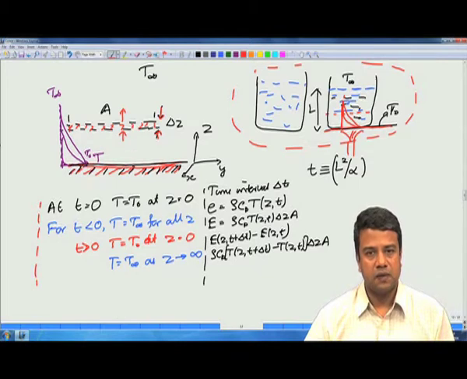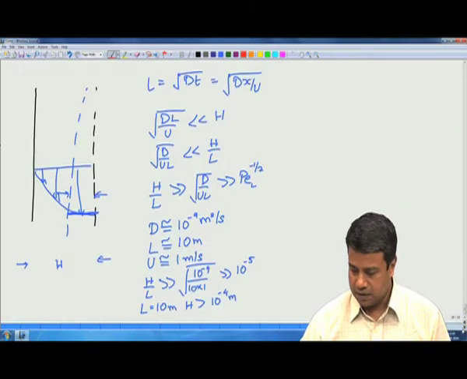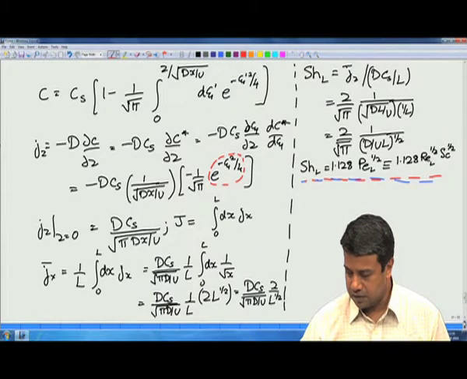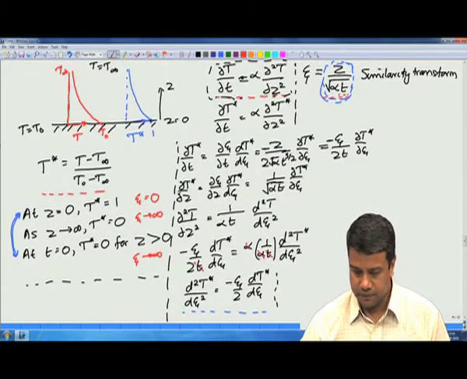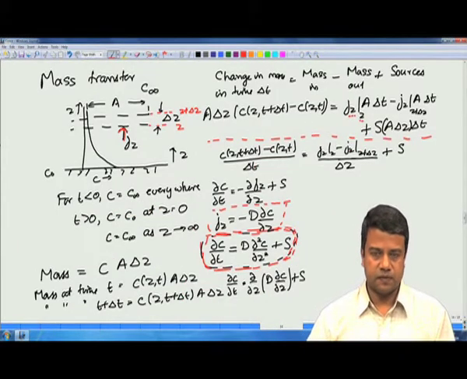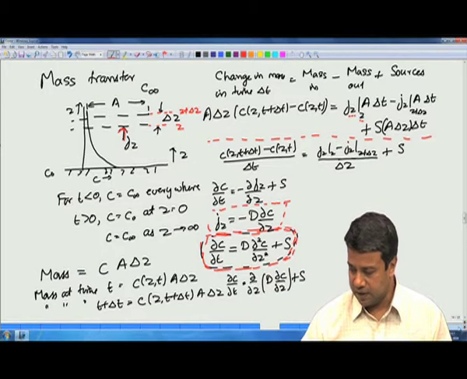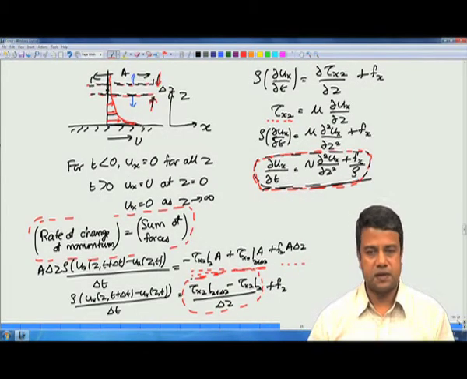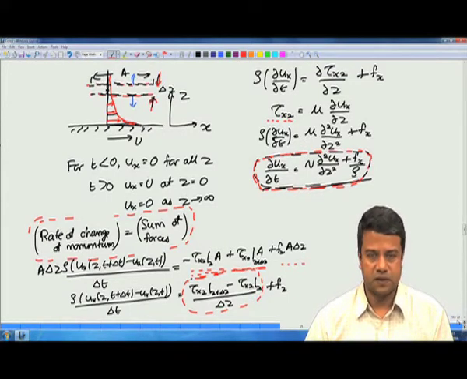And we had posed exactly analogous problems in mass transfer and momentum transfer. In the mass transfer problem, you instantaneously change the concentration at the surface and then see how the concentration varies with time. And in momentum transfer, you instantaneously translate the bottom plate and see how the velocity varies with time.